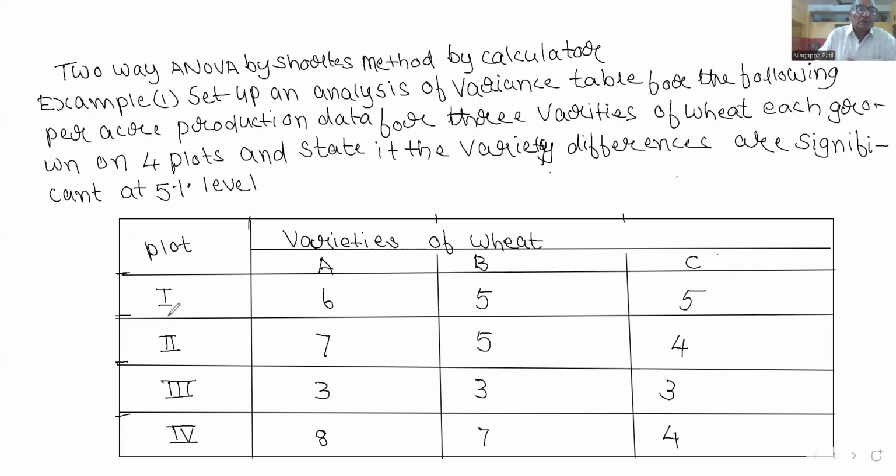Now, the plots 1, 2, 3, 4, and varieties of the wheat A, B, C, and their results are 6, 7, 3, 8, 5, 5, 3, 7, 5, 4, 3, 4. Okay. Now, my dear students, please pay attention.